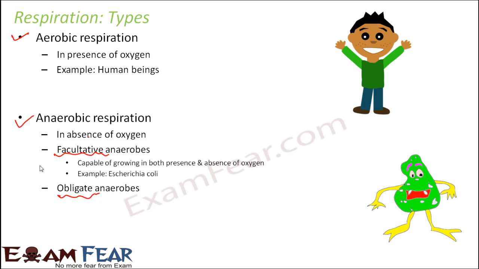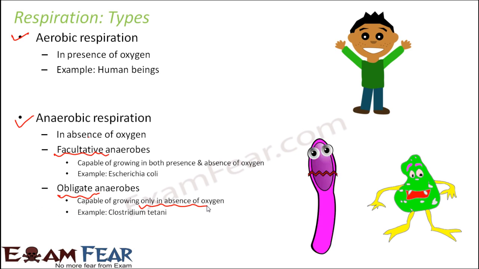Now if you talk about the obligate anaerobes, these are capable of growing only in absence of oxygen. So if you keep these anaerobes in oxygen, they will get killed by the concentration of oxygen. So presence of oxygen can actually kill them. So they can respire only in absence of oxygen. An example of such anaerobes is Clostridium tetani. This is another bacteria which is known to cause the disease called tetanus. So these are the two types of respiration.